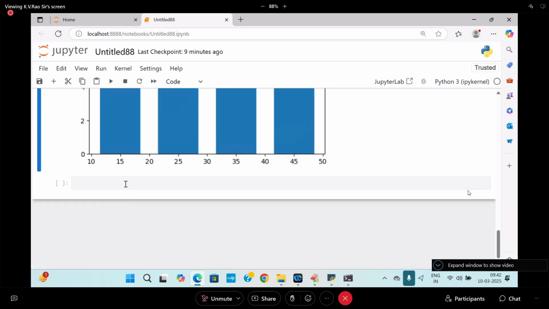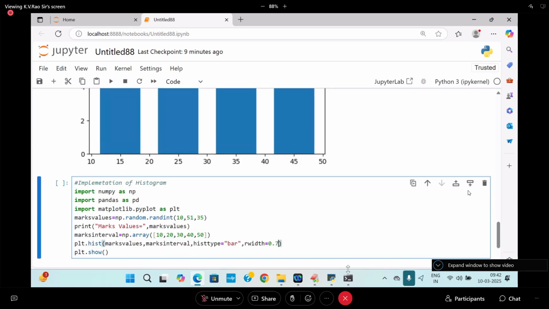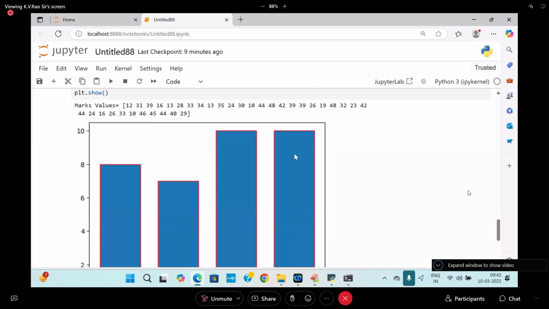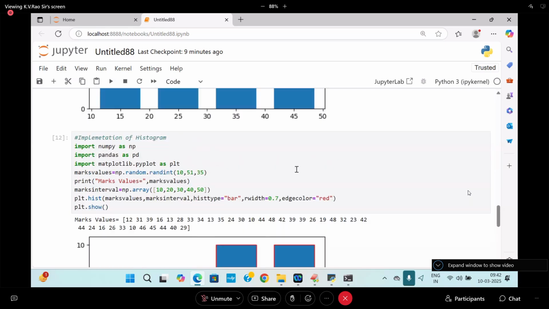You can mention one more property. What is that? Edge color. Edge color is equal to something like red. So you are going to get edge color equal to red. Are you following me? And this edge color and this R width, these are all called what?